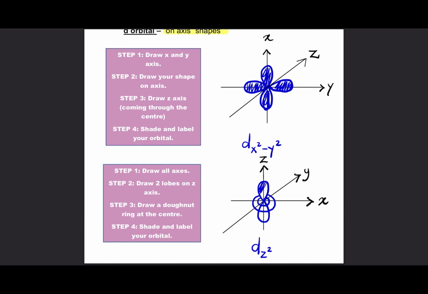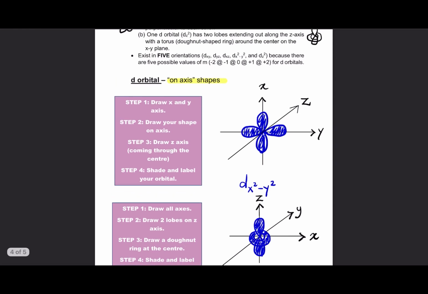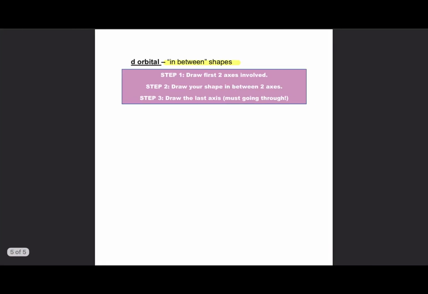So, shade my orbital and also the ring. So, this is for dz square. So, dia agak special. So, next one, kita settle untuk bahagian on axis shapes. Now, we are going to focus on 3 more here, dxz, dyz and dxz. So, how to do that?